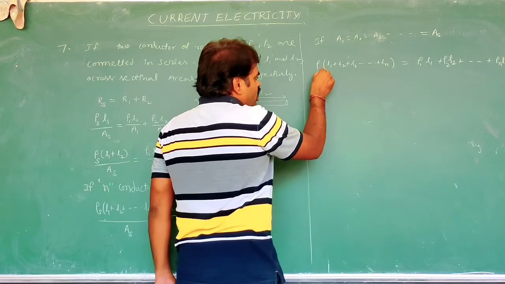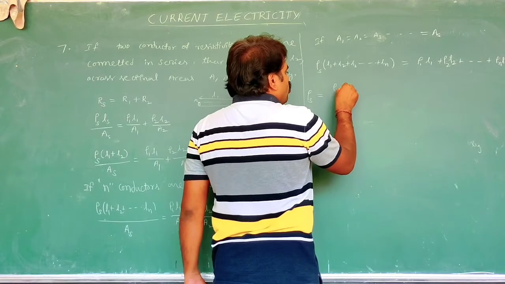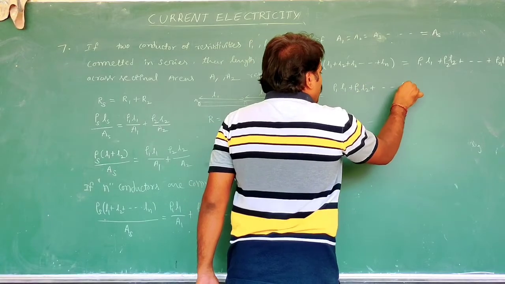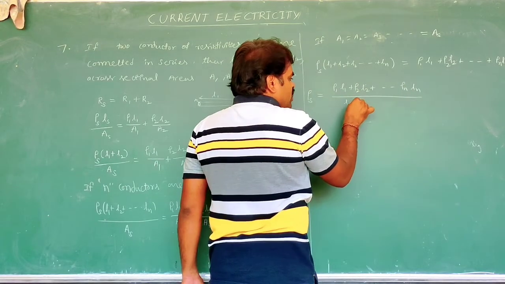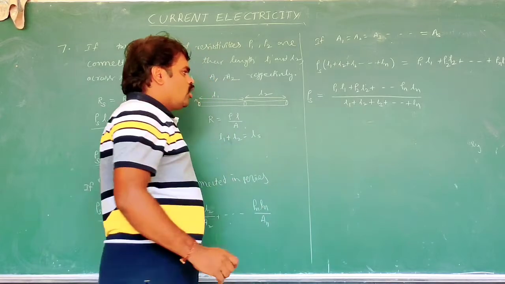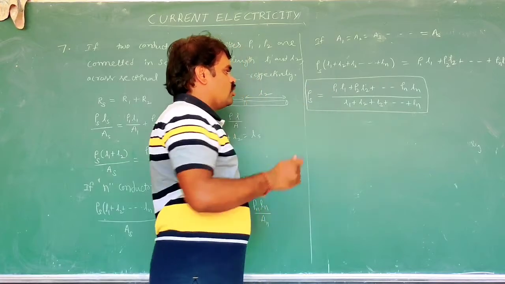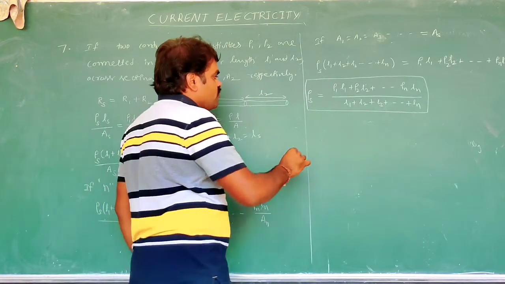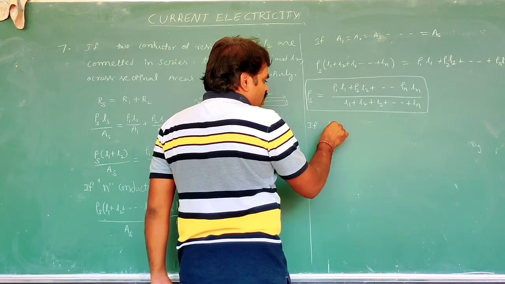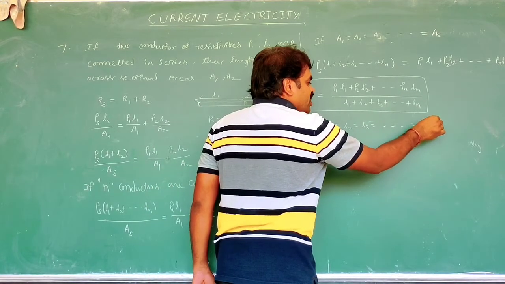That is, we want the series resistivity. That is, rho S is equal to, what do you write? Rho 1 L1 plus rho 2 L2 plus dash dash rho n Ln by L1 plus L2 plus L3 plus dash dash dash plus Ln. Now here, this is for n conductors connected in series combination. If their lengths are equal, L1 is equal to L2 is equal to L3 is equal to dash dash is equal to Ln, that must be equal to L.